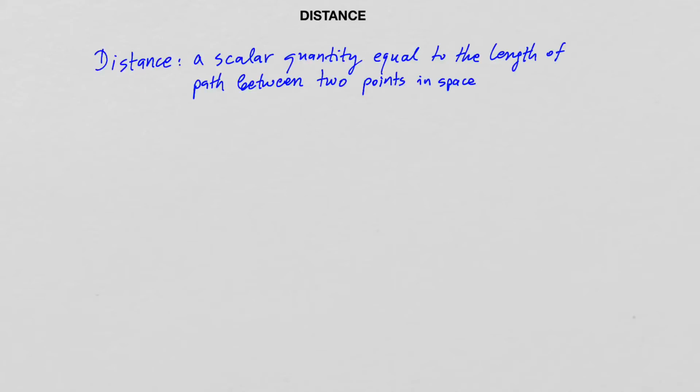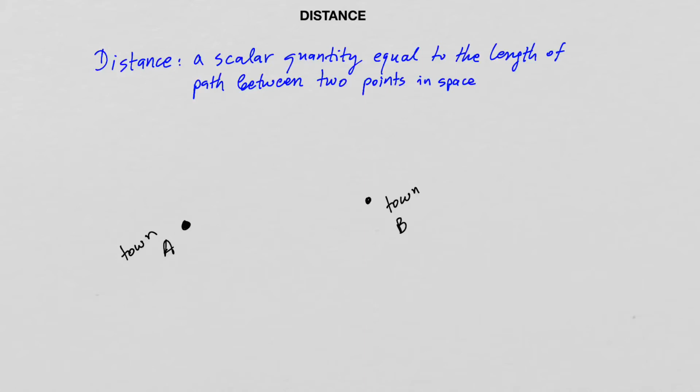Okay. Now let's talk about distance. Distance is a scalar quantity. There is no direction associated with distance. It is simply the length of path that an object will travel between 2 points. One more time. Distance is a scalar quantity which is equal to the length of path between 2 points in space. So let's look again at our two towns, town A and town B.